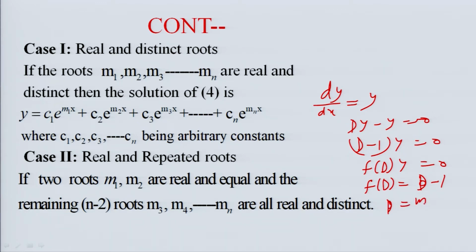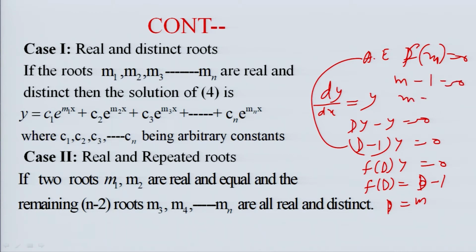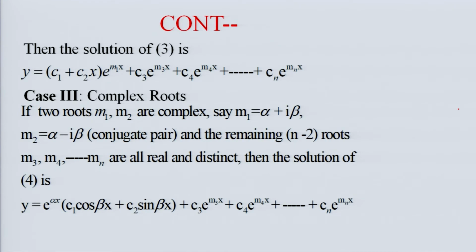And we get the auxiliary equation f(m) is equal to 0, means m minus 1 is equal to 0, means m is equal to 1. The solution is y is equal to c1 e^(1x), means c e^x. It is the solution, and our solution is in exponential form.